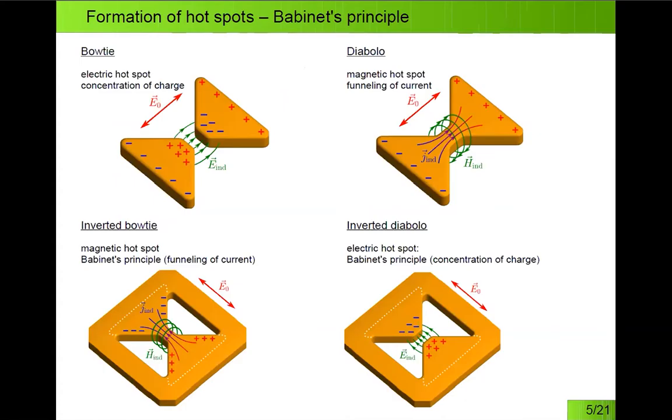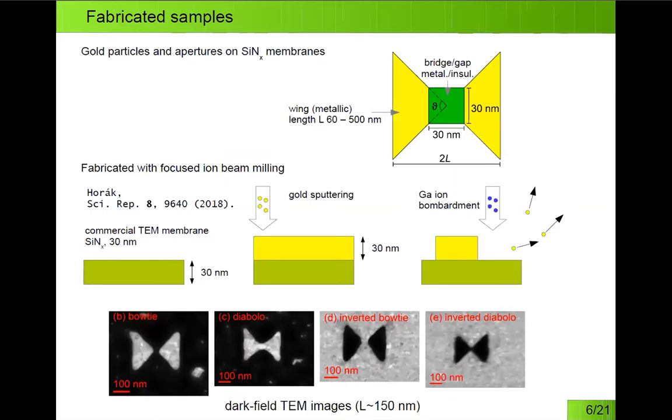So we fabricated samples. Basically, we used TEM membranes as substrate, with a thickness of 30 nanometers, and they are silicon nitride. We sputter the gold on top of the membranes. The height of the gold is again 30 nanometers. And by focused ion beam milling, we remove the metal at exposed areas until we get the desired final structure.